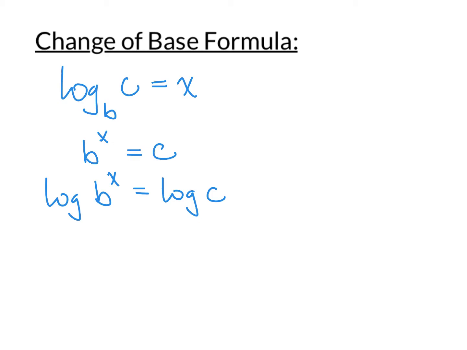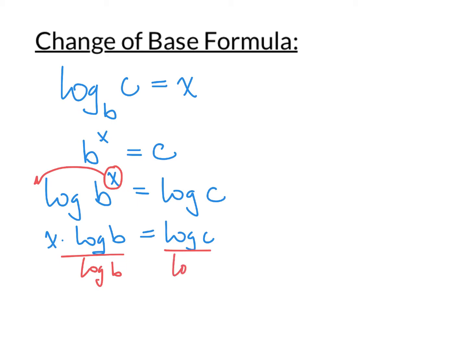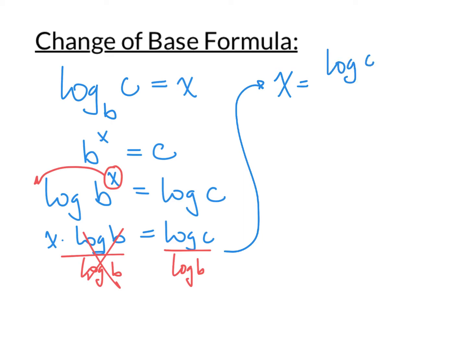Again, we have that same power property that takes the x and brings it out in front as a coefficient. So we'll have x times the common log of b is equal to the common log of c. Since that common log of b is just a decimal number, we can get rid of it on the left side by dividing both sides by log of b. Then we have that x that we started with, that is the same as the common log of c divided by the common log of b.